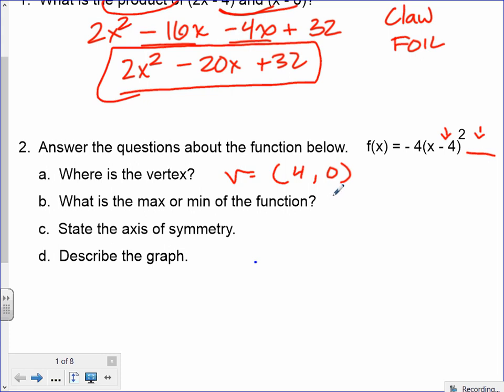Okay, Janisha, max or min? Where? Good. So we're on to axis of symmetry. Just 4? There you go. So at x equals 4, which is a straight up and down line, you could flip the graph and it would be the same.